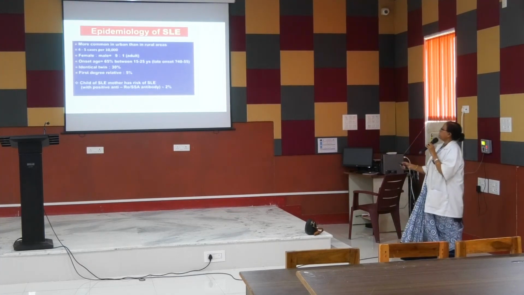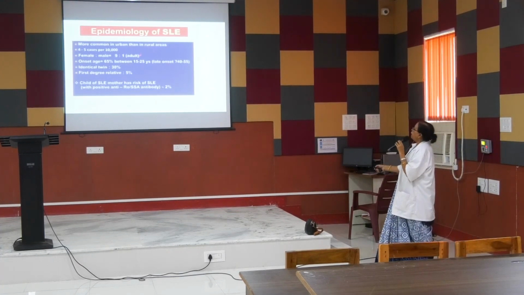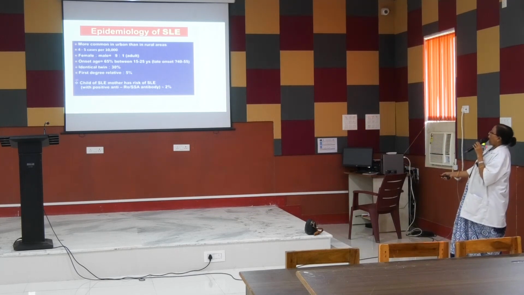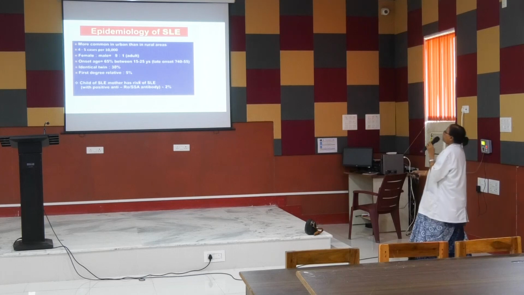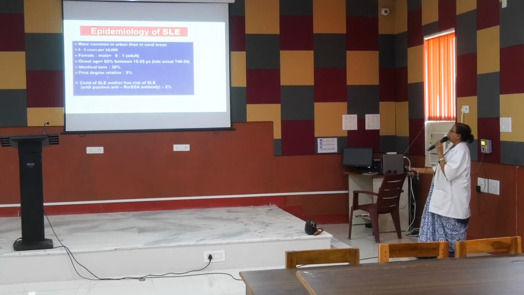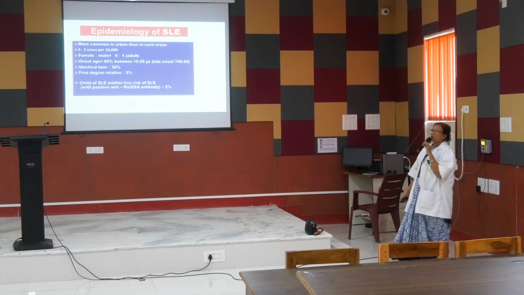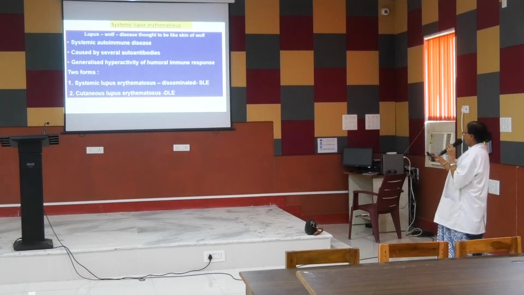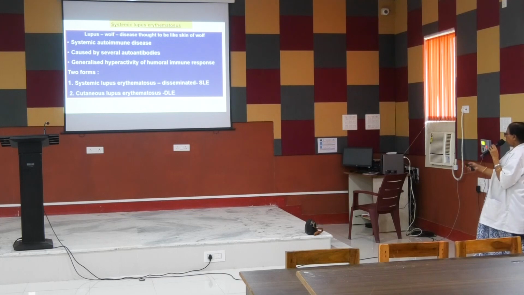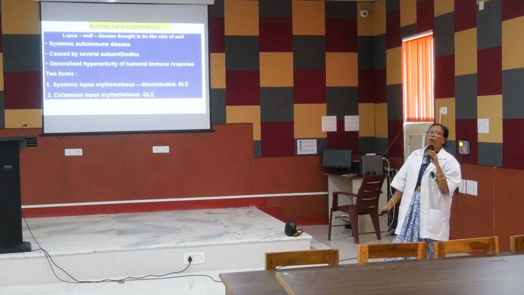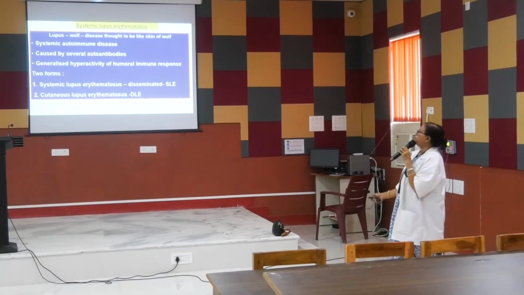Usually it is more common in urban people. Females are more affected than males. Concordance in identical twins is 30%. It usually occurs in early age also, and first-degree relatives are more commonly affected. Children may also be affected. Lupus means wolf; the disease was thought to look like a wolf's bite on the skin, which is why the name SLE comes from this.